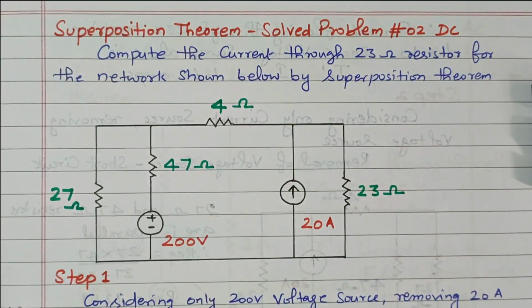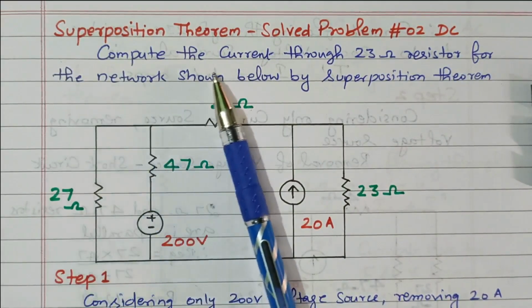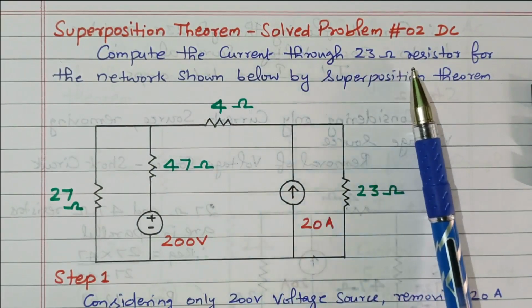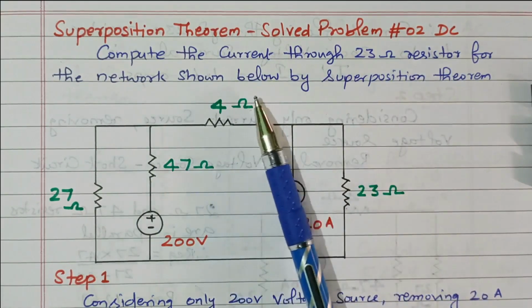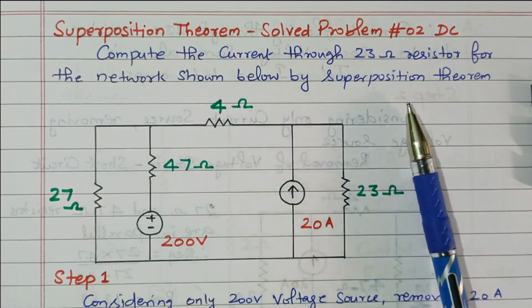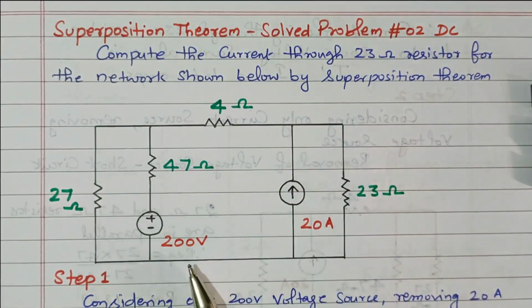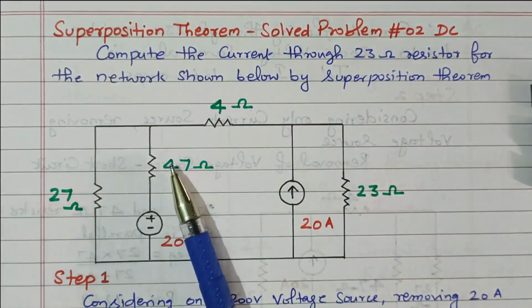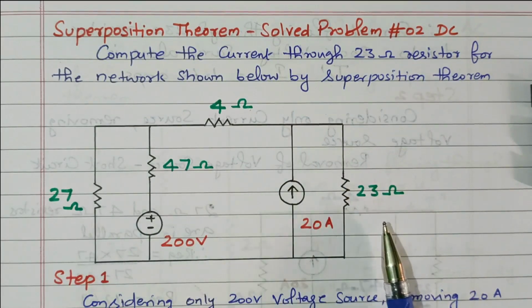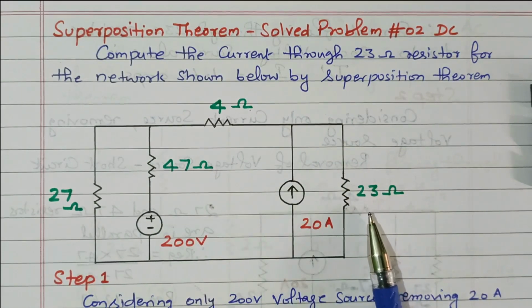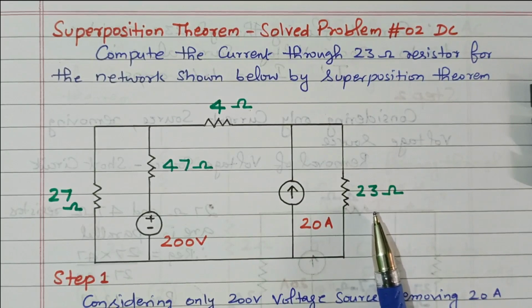Now we'll go to the topic. The problem is, compute the current through the 23 ohm resistor for the network shown below by the superposition theorem. The network is available here. Four resistors are available. We need to find the current flowing through this 23 ohm resistor, so this is taken as a load resistor.